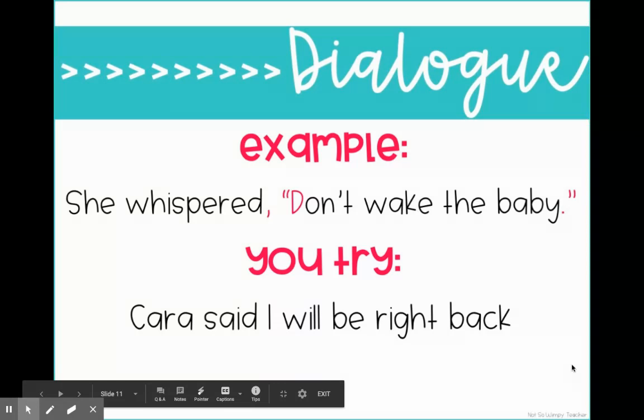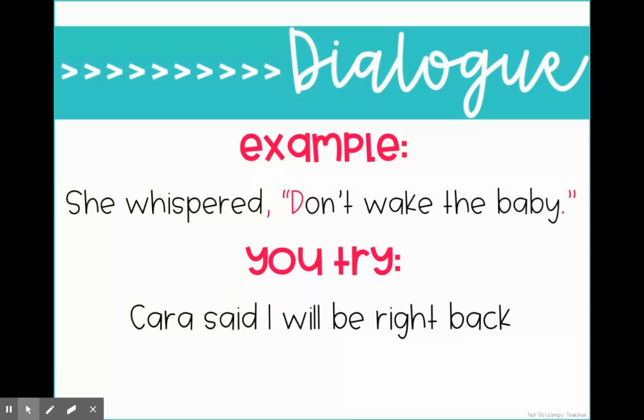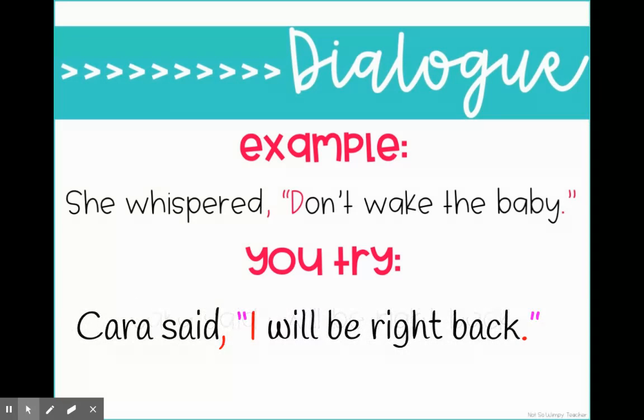And then we'll end with our quotation mark at the end. So an example, she whispered, "Don't wake the baby." All right, you try. Kara said, "I will be right back." Awesome job. If you added a comma after said, quotation marks, capitalized the I, a period at the end, and quotation marks, you got that one correct.